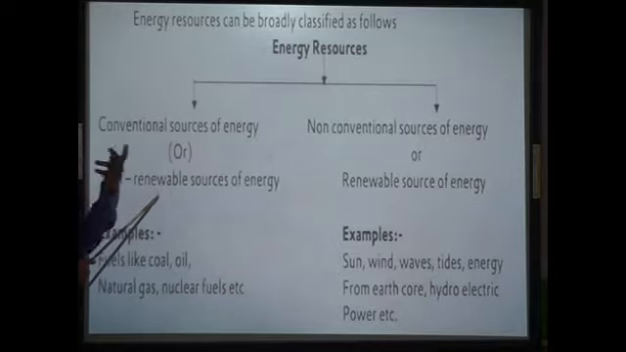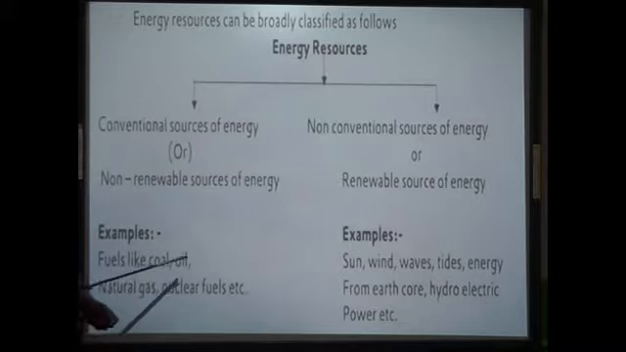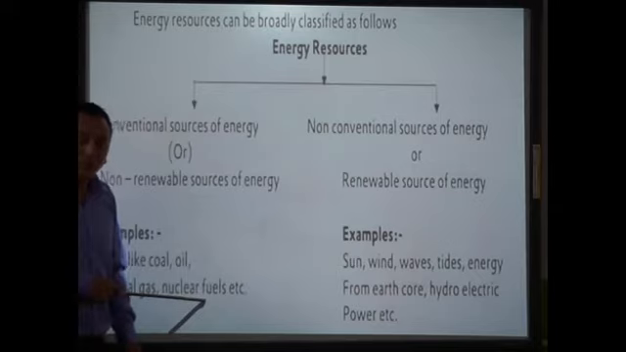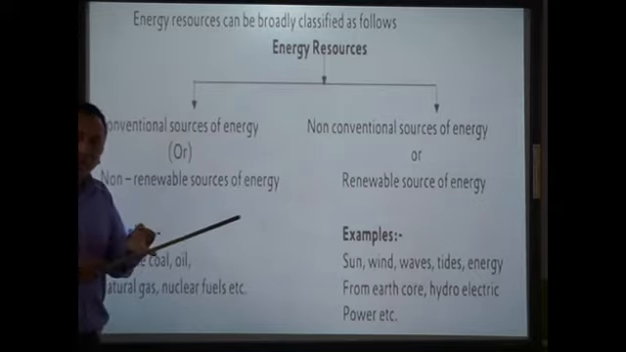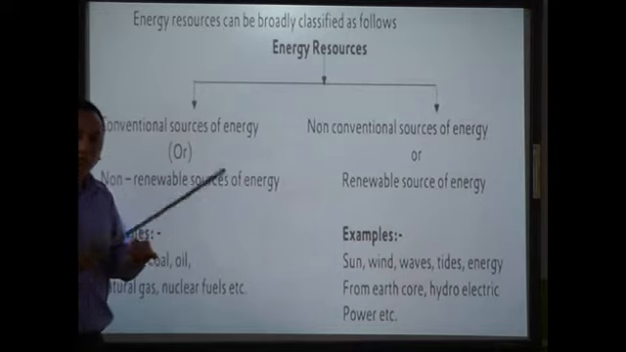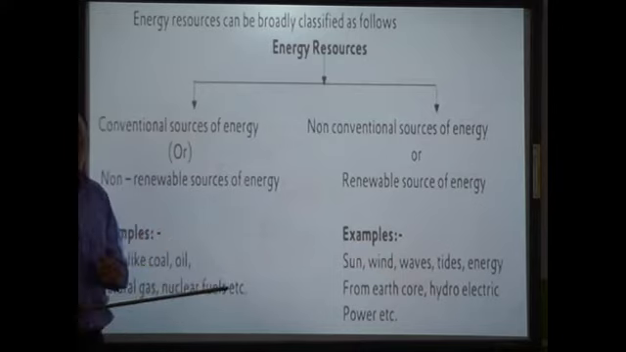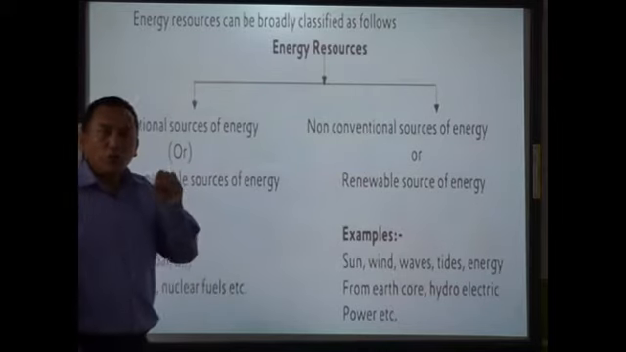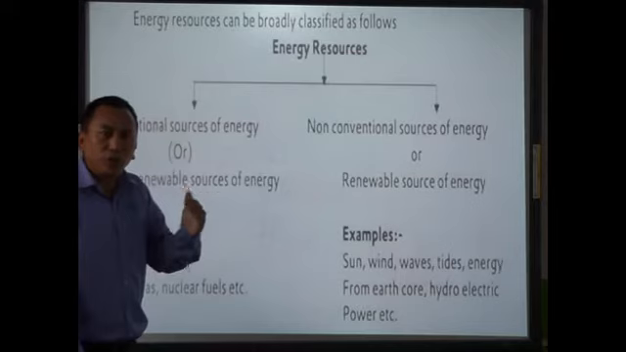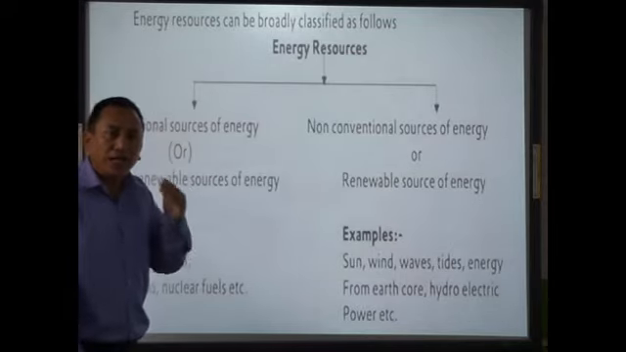Which are the energies which cannot be used again and again? They are fuels like coal, oil, natural gas and nuclear fuels. So coal cannot be used again and again. Natural gas, petroleum, to some extent even nuclear fuels. So these are the conventional source of energy which once we use them cannot be used again and again.